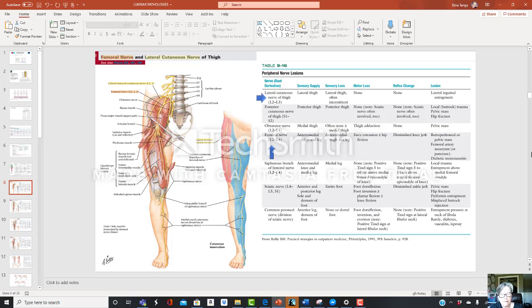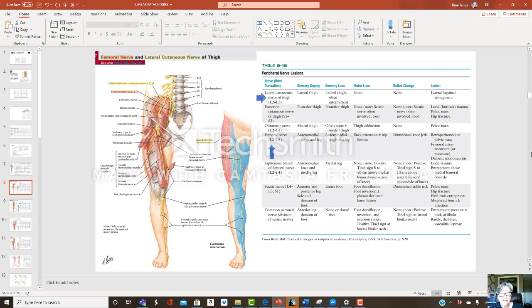So let's go down to the femoral nerve, which is L2 to L4. So L2, L3, L4. And see where it points to as it comes out of the lumbar plexus. The sensory supply is going to be in blue, and the leg picture on the right: anteromedial thigh and leg. So anterior thigh, anteromedial leg. Anteromedial thigh and leg of the femoral nerve.